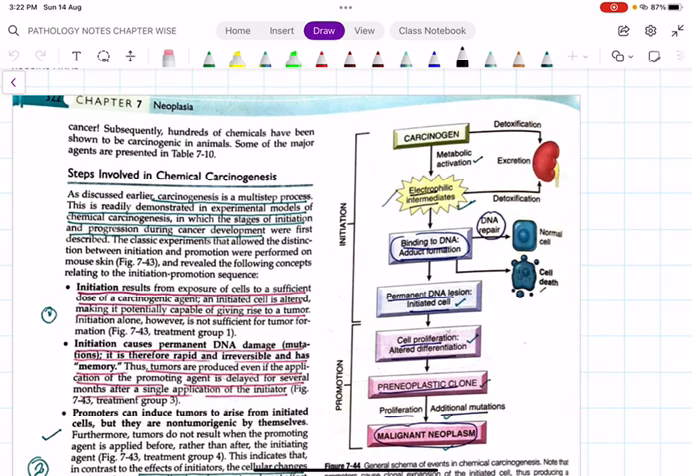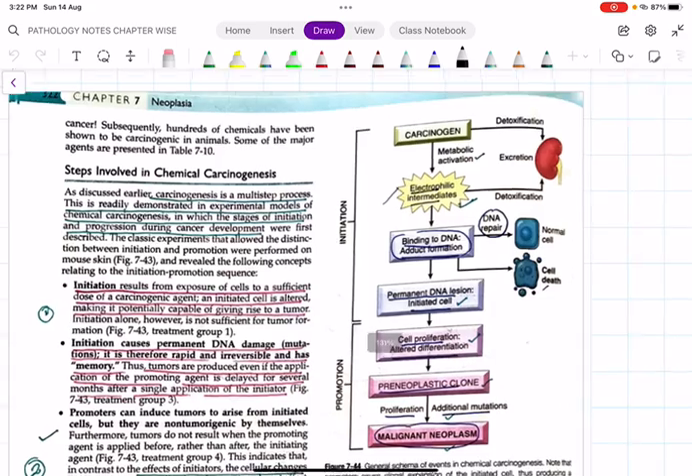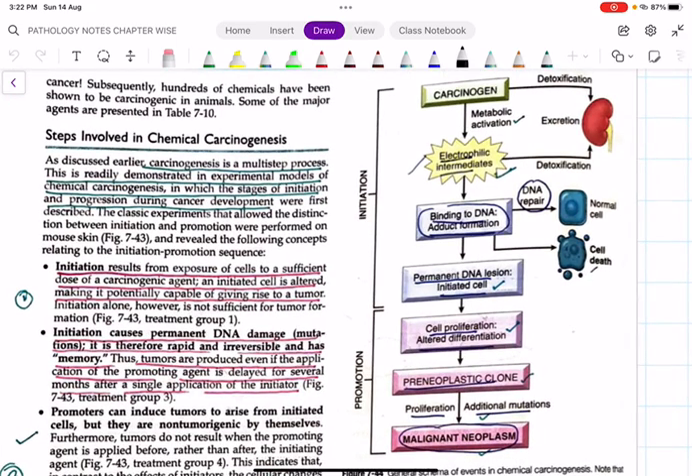Hello everyone, welcome to the final part of the chapter Neoplasia. Here we are going to discuss a very important concept, that is chemical carcinogenesis. It's very easy.